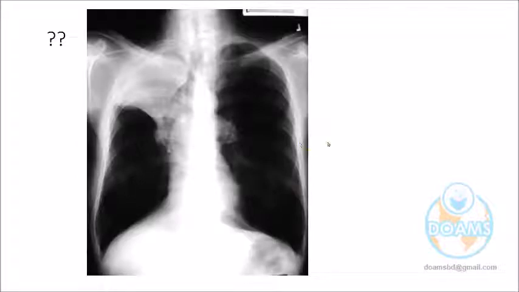Maybe consolidation, sir. Consolidation. You can say consolidation, but why are you telling pneumothorax? Pneumothorax will be in the periphery. There will be a lung margin and other things. And pneumothorax usually will be unilateral. Okay. So this is why.